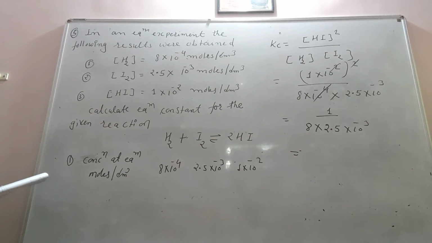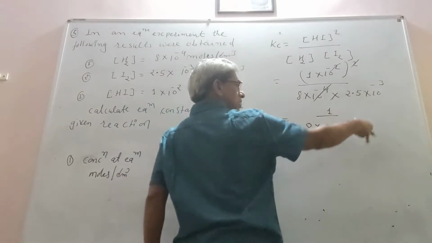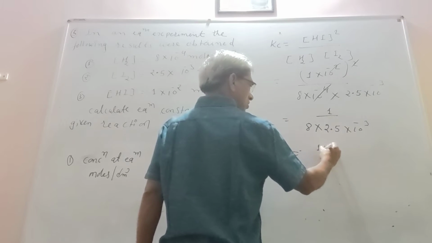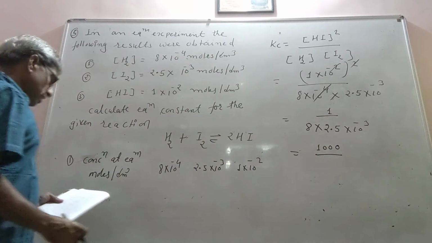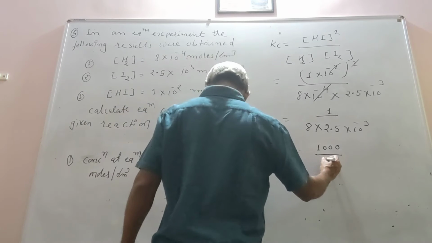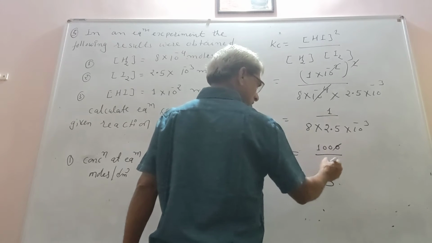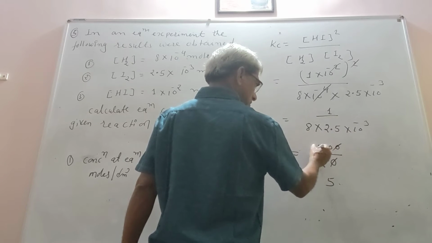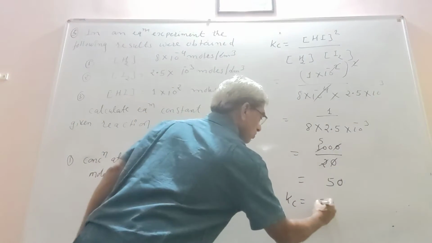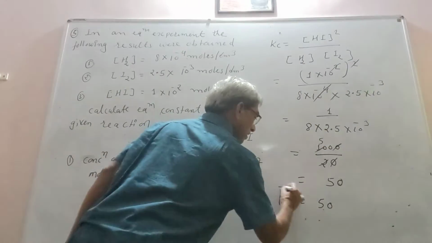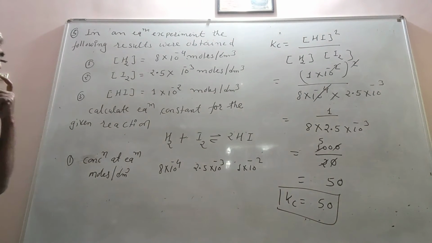Simple, do the multiplication. 10 raised to minus 3 becomes a numerator, then it becomes 1000. 8 into 2.5 equal to 20, and then the simple answer is 50. Therefore Kc equal to 50. This is your final answer. Simple calculations. Concentrate your eyes on each step.